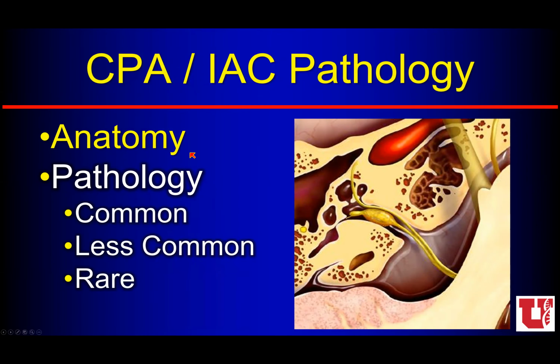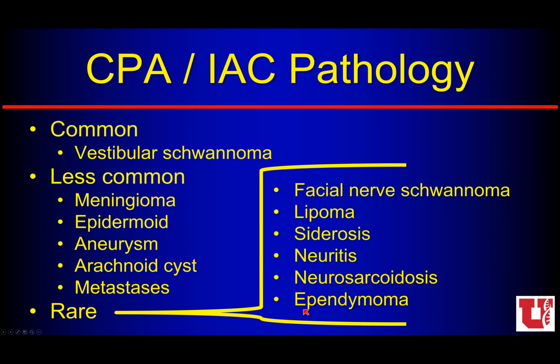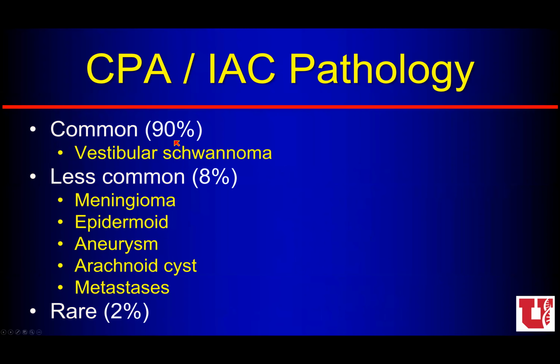So we have some common things, usually vestibular schwannomas, and some less common. Vestibular schwannoma is thought to be by far and away the most common lesion of the CP angle and the IAC, especially in a patient presenting with hearing loss. There are a bunch of rare lesions that might happen within the CP angle or IAC, but 90% of the time, it's going to be a vestibular schwannoma.